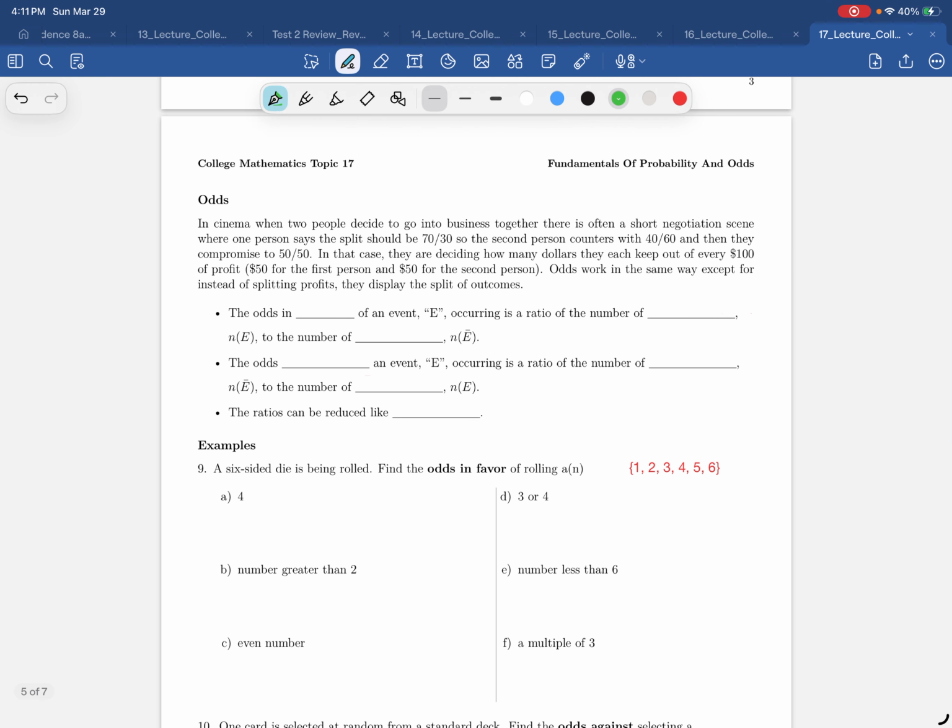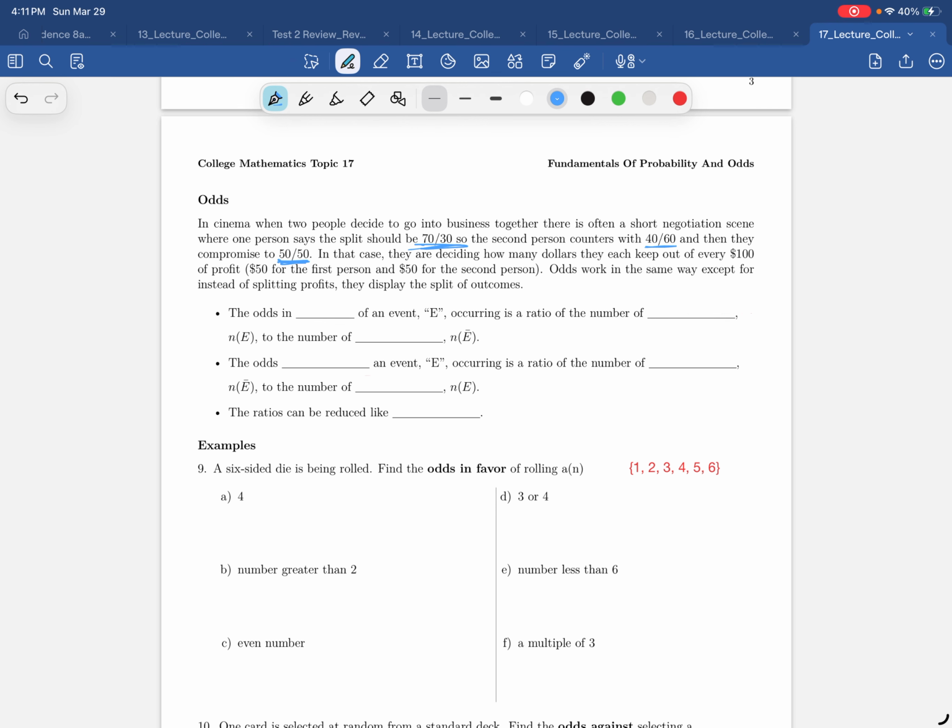Next, we're going to talk about the odds. So a lot of times in movies, when people come together to do a business negotiation, one person might say, hey, we're going to do a split and it's 70-30. And then the second person comes back and says, no way, man, I'm more important. So it'll be like 40-60. And then they end up splitting and they say, okay, all right, 50-50.